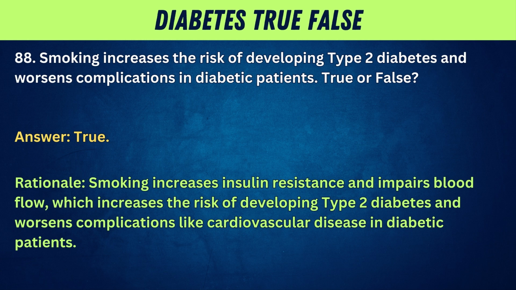88. Smoking increases the risk of developing type 2 diabetes and worsens complications in diabetic patients. True or false? Answer: true. Rationale: smoking increases insulin resistance and impairs blood flow, which increases the risk of developing type 2 diabetes and worsens complications like cardiovascular disease in diabetic patients.